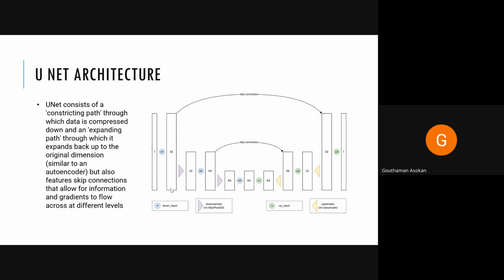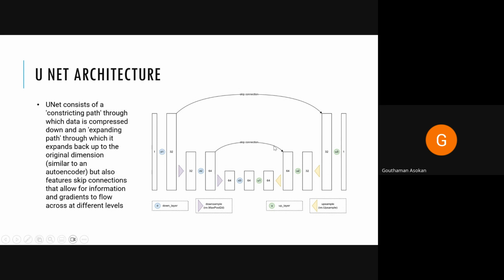So we'll be seeing the basic flow of how the diffusion works and what the different components involved are. The first thing involved is the UNet architecture. UNet architecture essentially looks like an autoencoder where there is a compression and an expansion happening. There's a contracting path where the data is compressed, and an expanding path where it expands back to the original dimension. The major difference between the UNet and autoencoders is that it uses skip connections.